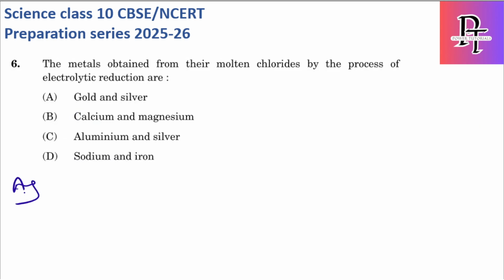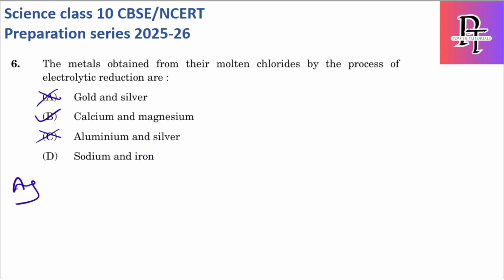The metals obtained from the molten chlorides by the process of electrolytic reduction: gold and silver are least reactive, so they directly occur in pure forms, so no electrolysis for these two. Calcium and magnesium, yes, we require the electrolysis process to get these metals because they are highly reactive. Aluminium and silver is wrong. Sodium and iron is also wrong; iron is mid reactive.